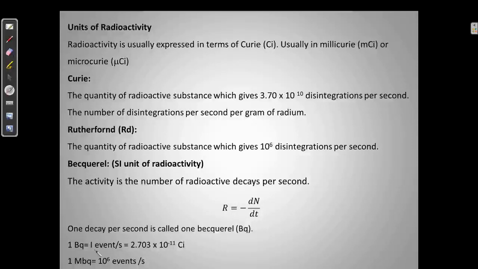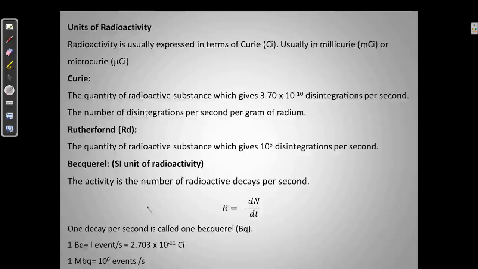So 1 becquerel is given by 1 event per second, which, if you compare with the Curie, is equal to 2.703 into 10 raised to minus 11 Ci. That is 1 becquerel. There is also 1 megabecquerel, that is 10 raised to 6 events per second. Mega means 10 raised to 6. Also gigabecquerel, that is 10 raised to 9 events per second, etc.